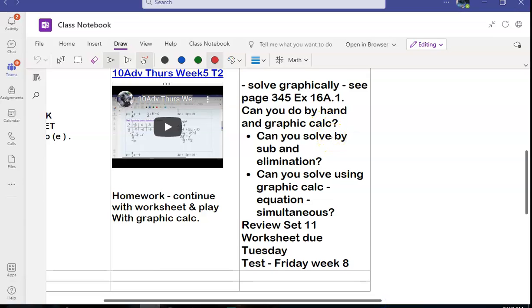Timeline. Play with your graphics calculator. Do we remember the simultaneous? If you don't, we'll look at that on Tuesday. But review set 11. Some of you have started. Worksheet.